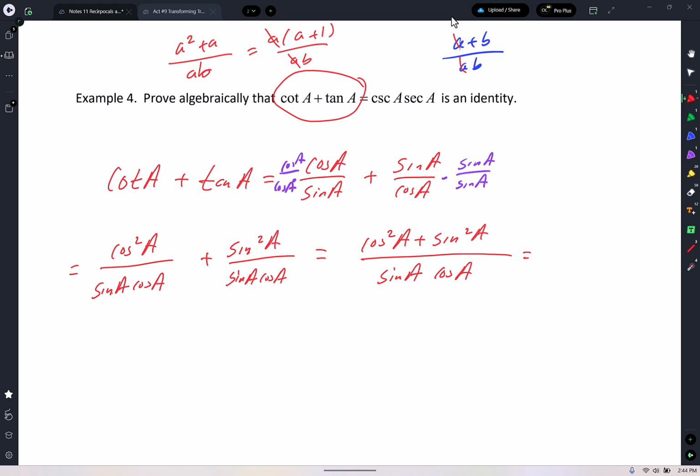What's up, Houston? Tell me. What do you mean? So cosine squared A plus sine squared A is 1. So I have 1 over sine A cosine A. But you wanted me to do what?